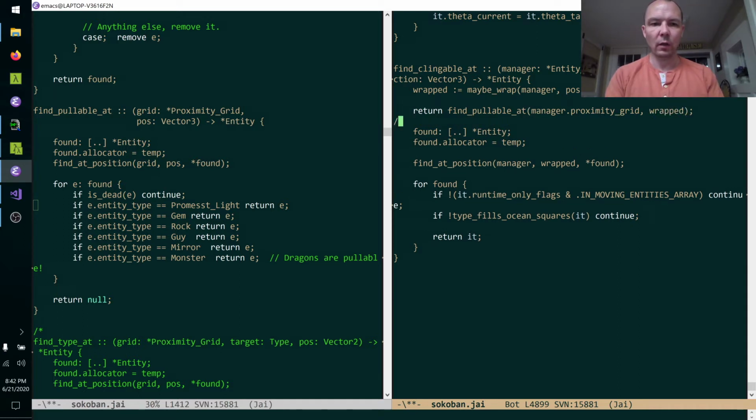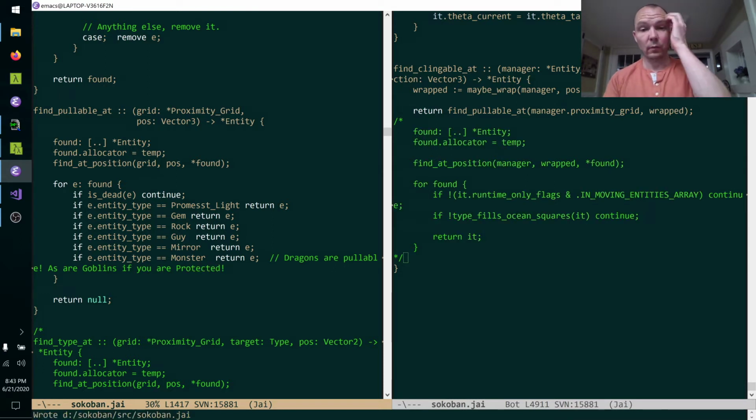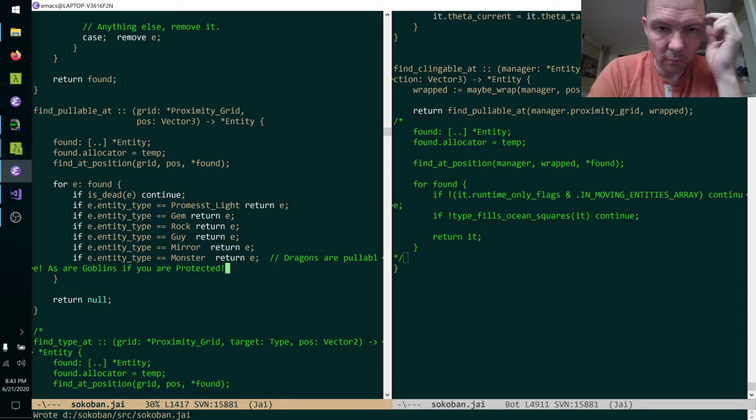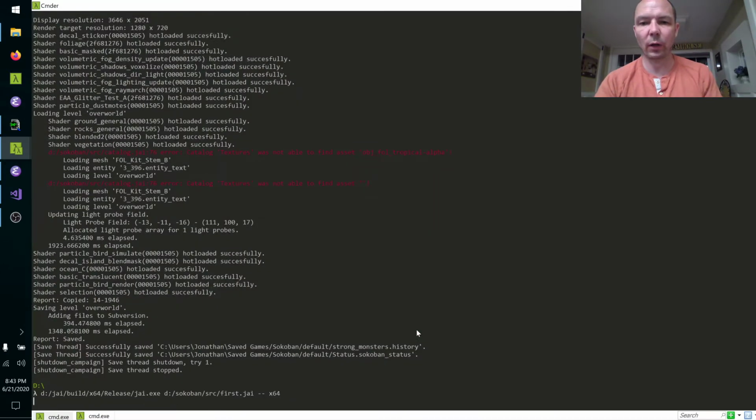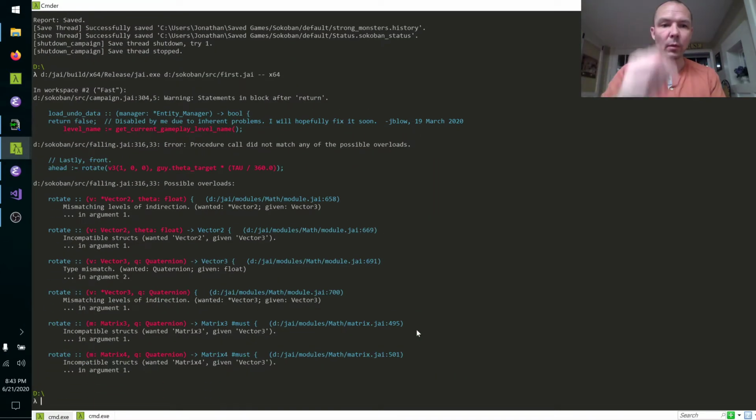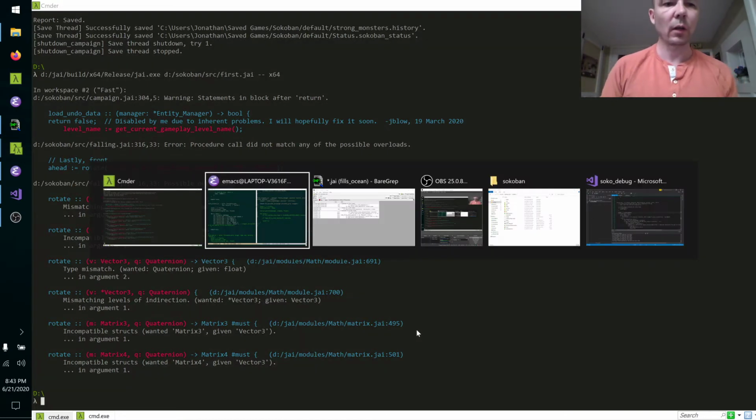Oh my God. Okay, let's see how many compile errors we made. Some. Wait, why is it wanted quaternion given float? Okay, so we don't, oh right. Yeah, duh.